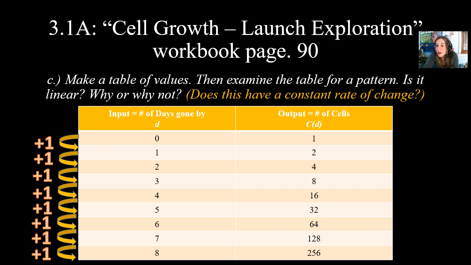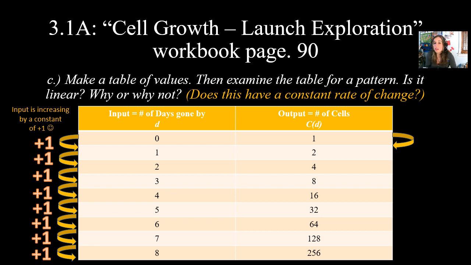So now let's look at our output, our number of cells. Remember, we're thinking, is this linear? When we are looking at our outputs, we also would be very happy if we saw a constant increase or decrease. And we know that this is increasing, so we're looking for a constant increase. So let's check it out. We know our input is increasing by a constant of +1. Okay, that's important. All right, let's look at our output.